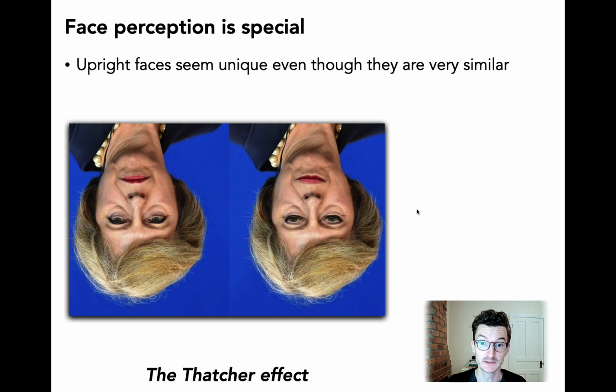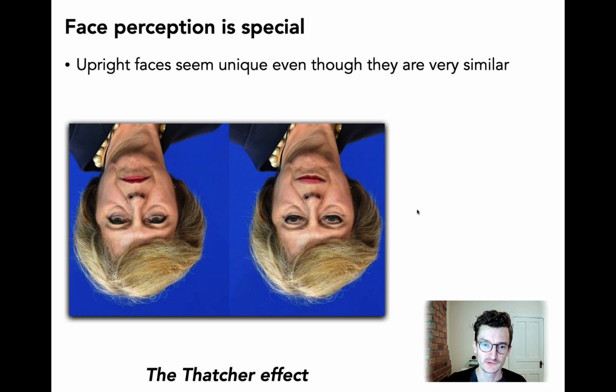We're very good at telling upright faces apart. Now, you may remember this illusion from intro psych. This is known as the Thatcher effect. The idea here is that changes in the features of faces are actually very hard to identify when faces are inverted.